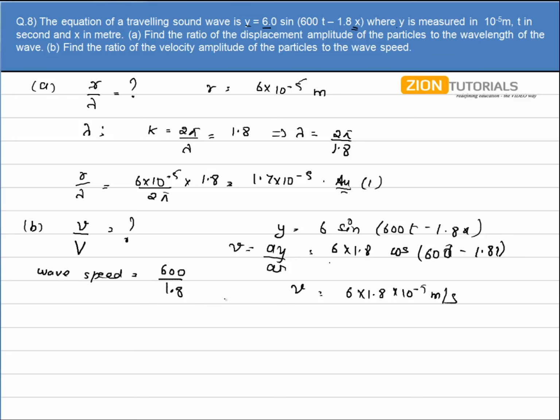Fine. So substituting these two values, v by capital V comes out to be 6 × 1.8 × 10^−5 divided by the wave speed, that is 600 × 1.8. So just solve this equation, you get the value of v by capital V, that is the ratio of the velocity amplitude to that of the wave speed, as 1.1 × 10^−4. That is the answer.